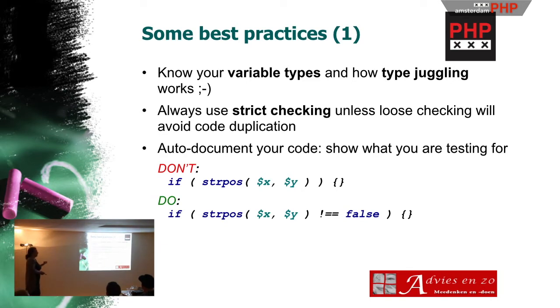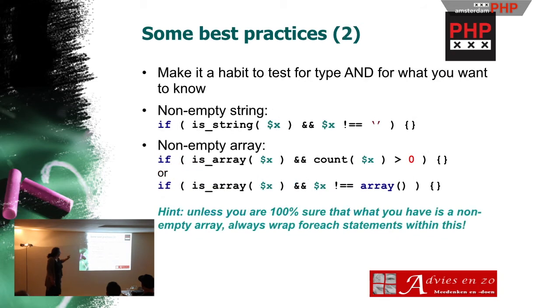And make sure you auto-document your code. Something like if string position is not false, that you can use. But show what you're testing for. Be explicit. As I just said, test for type and test for what you want to test. So make your code auto-document. Make it clear what you're trying to do.